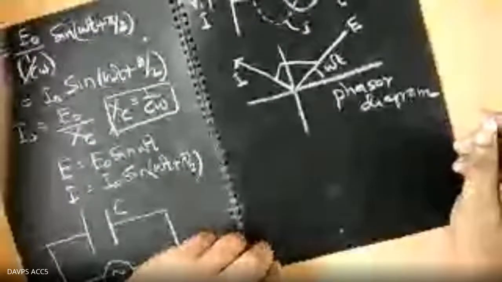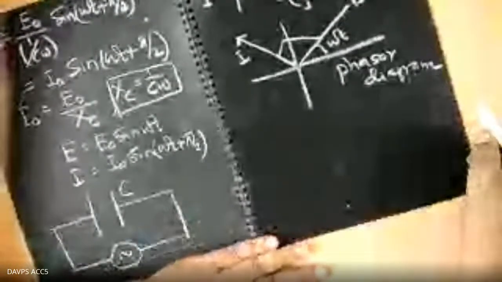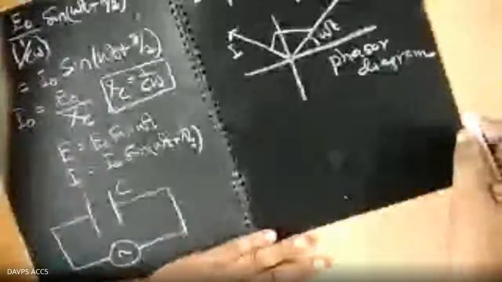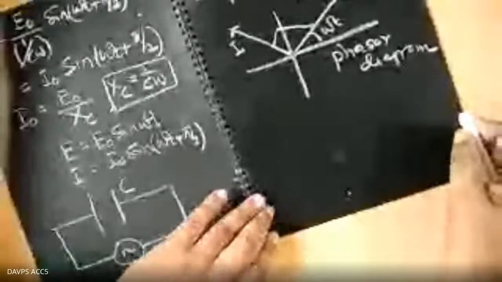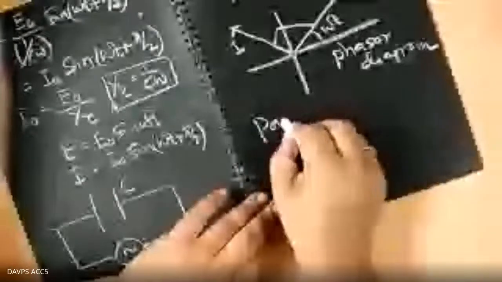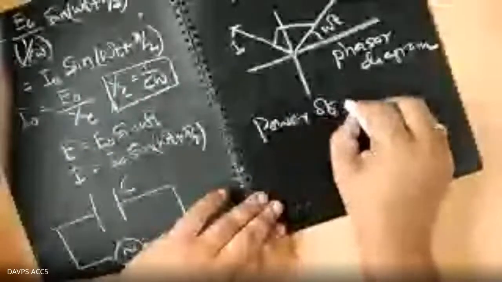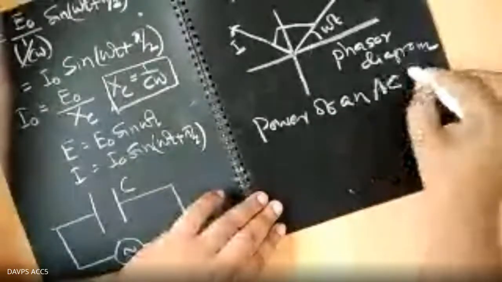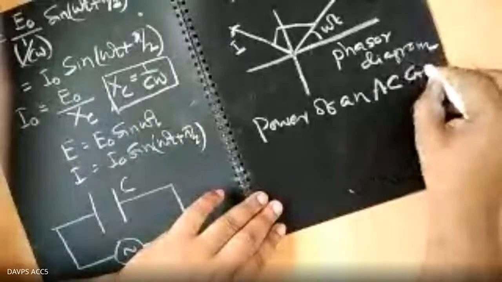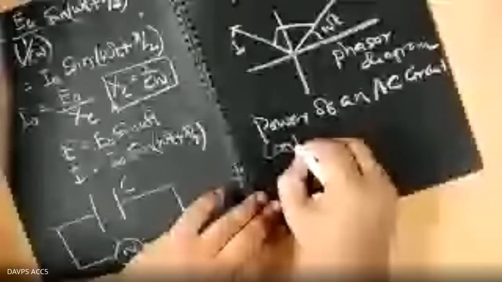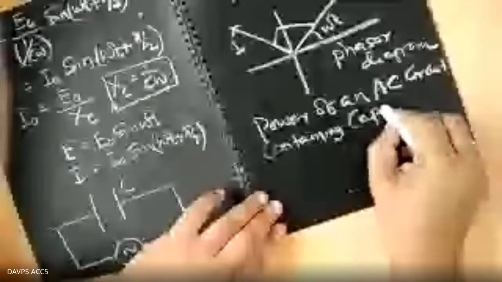Now, what you have to do is calculate the power, the average power. Then the next part is the average power. If the AC circuit contains a capacitor, what will be the average power? Some people write: power of an AC circuit containing capacitance.